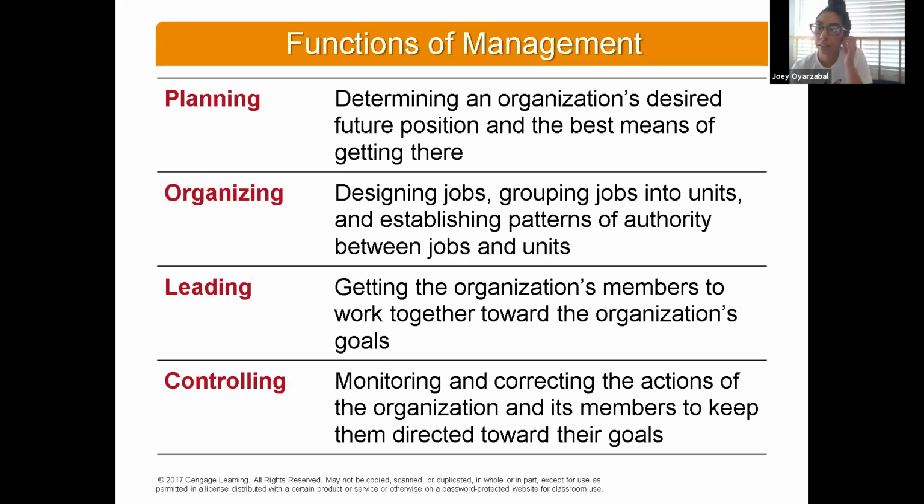Work together and the organization's goals. Only one word between organizations and goals: which is more important, goals or organization, for defining leading? Probably goals. Absolutely goals. Okay.